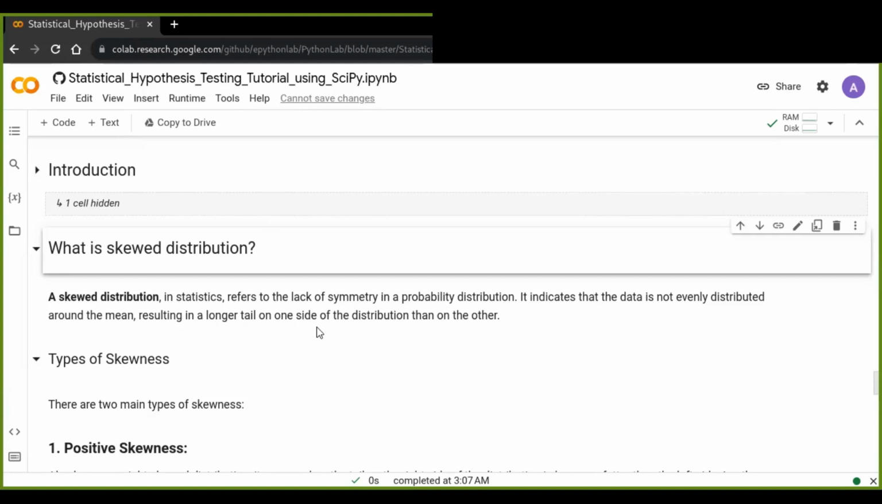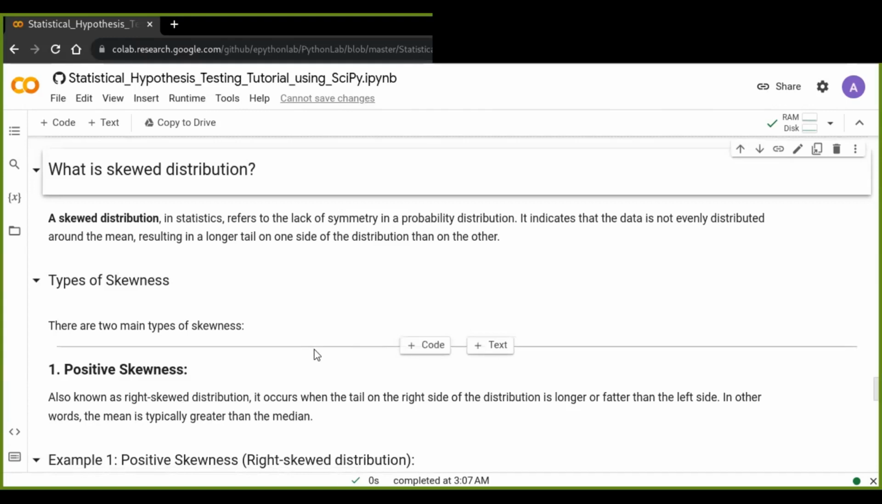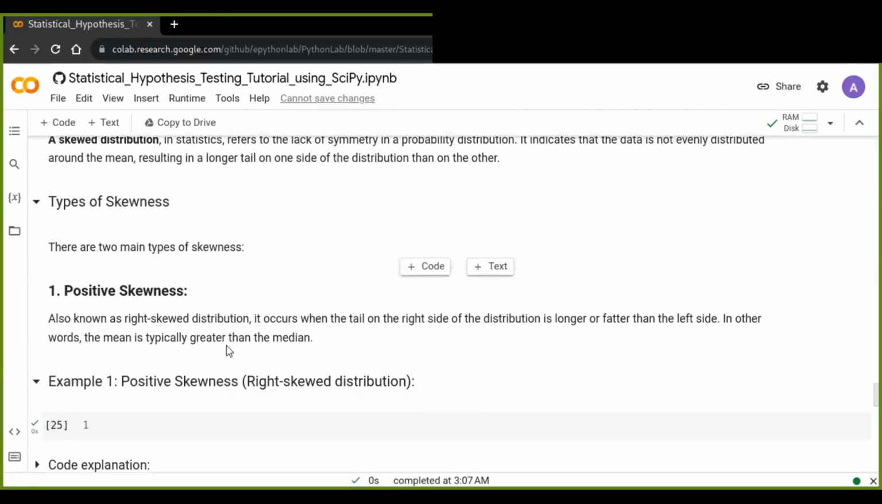So the data can be distributed more on one side, and the other side is the skewness. So basically, there are two types of skewness in statistics. The first one is positive skewness. Positive skewness is also known as right-skewed distribution. It occurs when the tail on the right side of the distribution is longer or fatter than the left side. In this case, the mean is typically greater than the median. That is called a positive skewness.